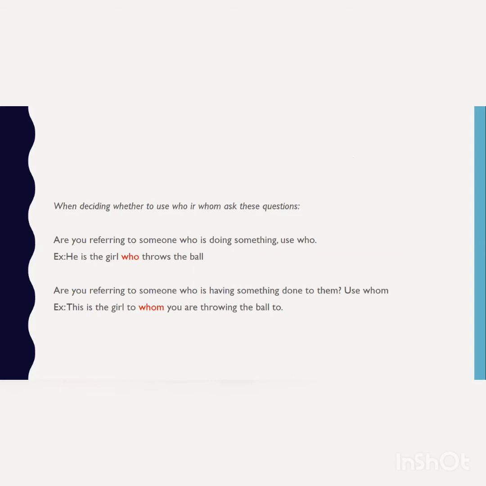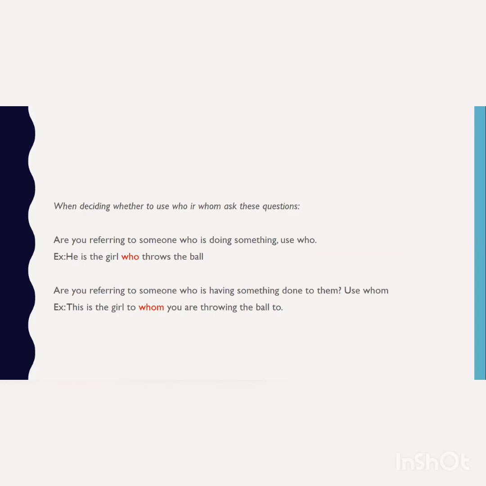For example, there's a difference between who and whom. Even though we use it for people, there are some things that you should have in mind. Are you referring to someone who is doing something? In that case, you use who whenever the person is doing something. So, she's a girl who throws the ball.